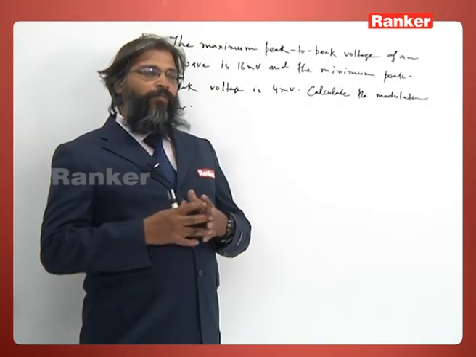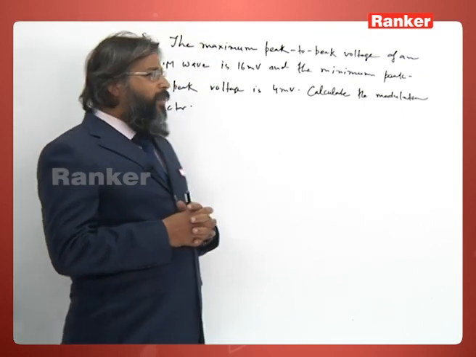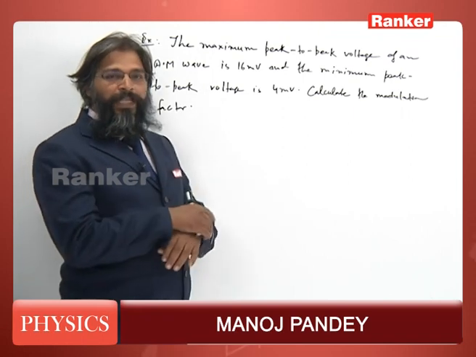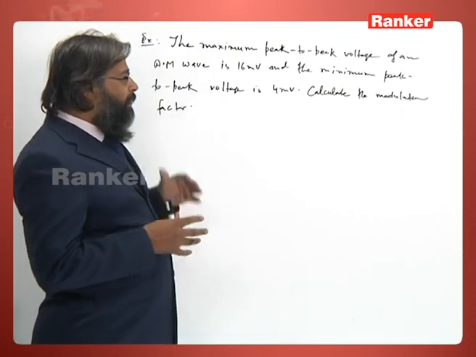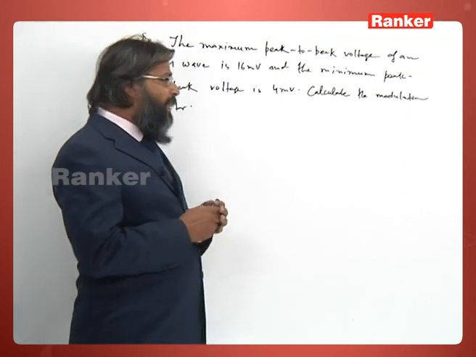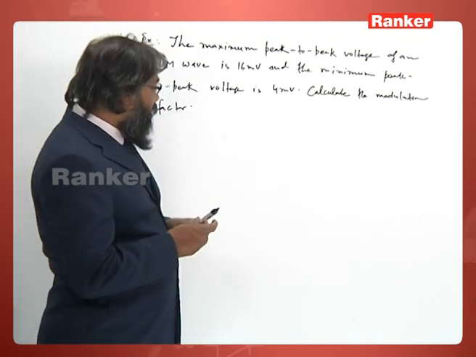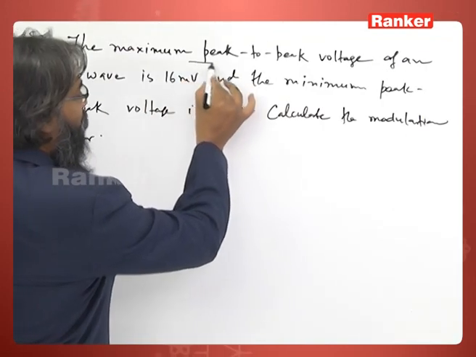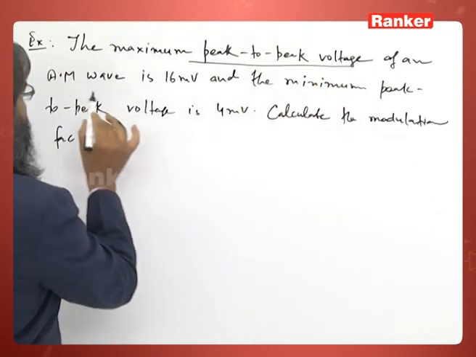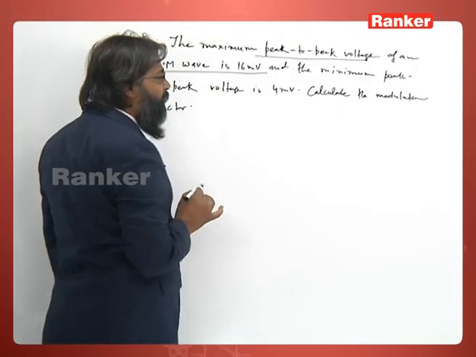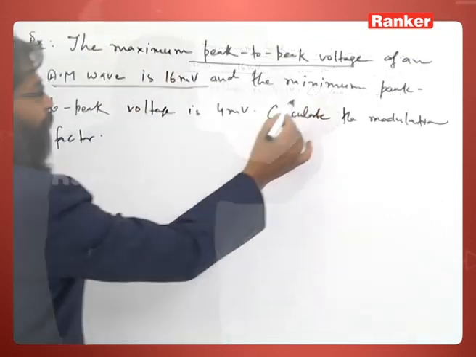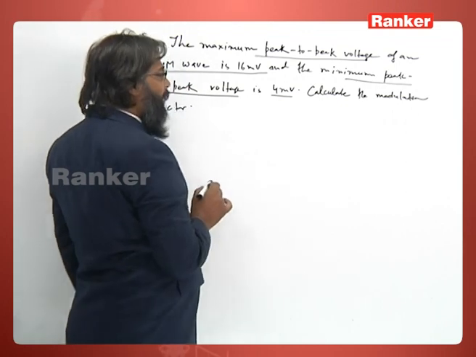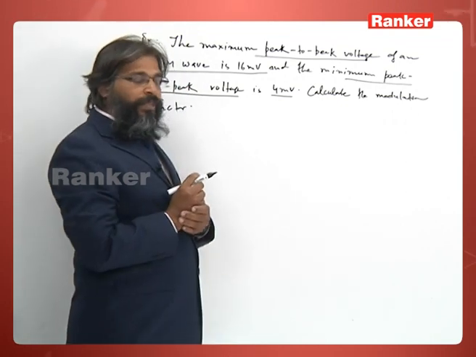Now let us take one more example to understand the terminologies of the waveform in the amplitude modulated wave. Sometimes the same concept is asked in some different format where students are confused. The maximum peak to peak voltage of an amplitude modulated wave is 16 millivolts and the minimum peak to peak voltage is 4 millivolts. Calculate the modulation factor.